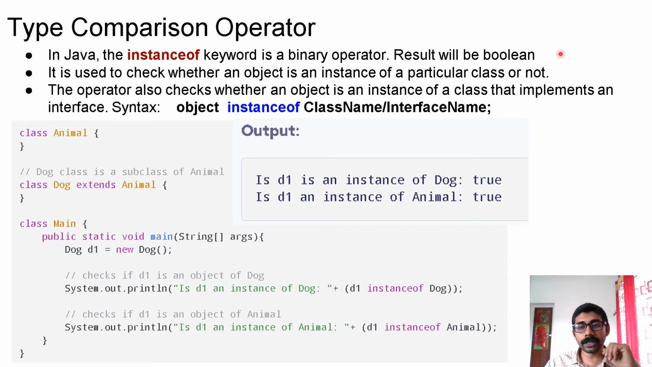The result will be Boolean, either true or false. Note that this is an operator, but it is a keyword. It is not using any symbol like plus or minus. It is using a keyword, and this keyword is nothing but an operator. It's a binary operator used to check whether an object is an instance of a particular class or not. This operator also checks whether an object is an instance of a class that implements an interface.